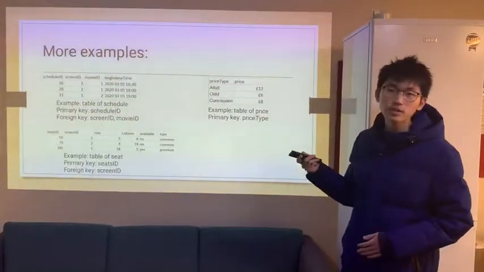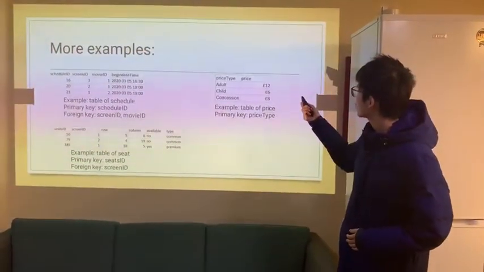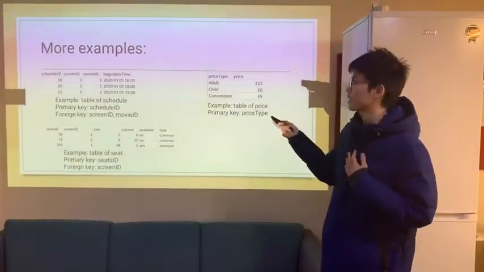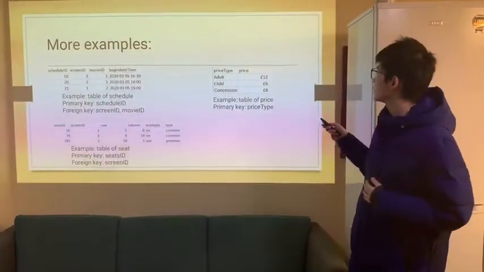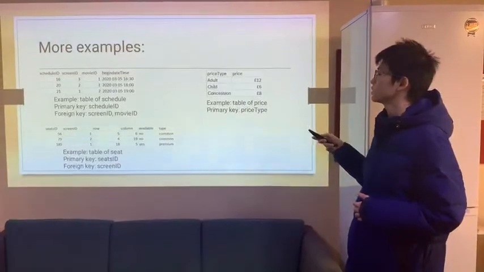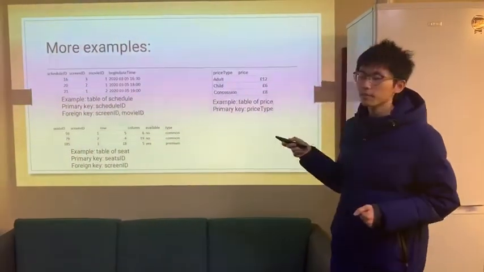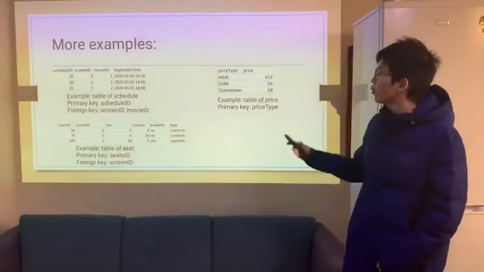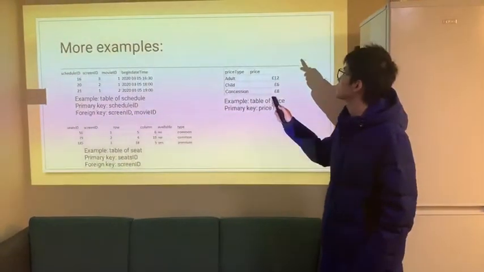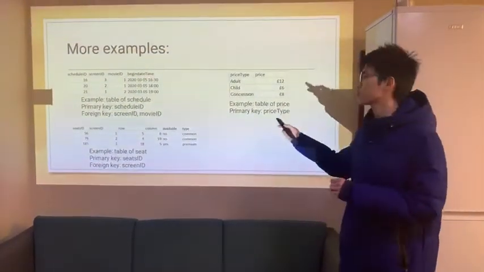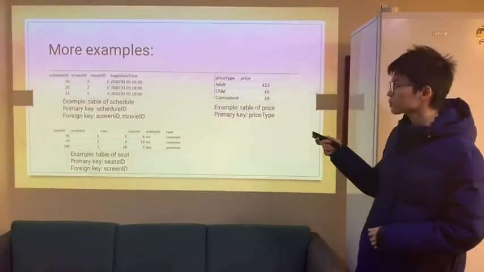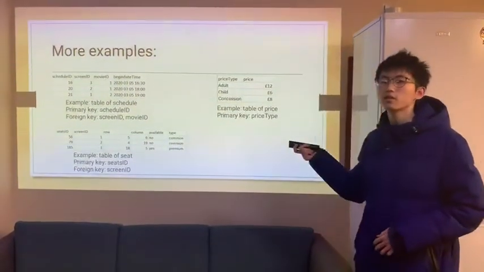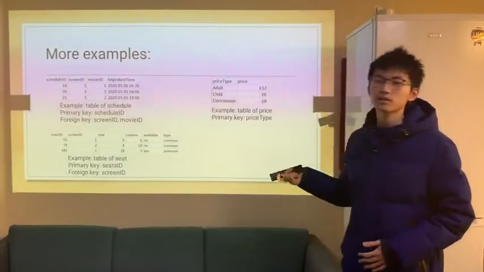So now we can calculate the price. The price is 12, obviously, because I'm an adult and my seat type is common. Then to determine how many seats are available now, here is the available attribute. When I bought the ticket, this attribute will transfer to no, and it is not available. Of course, it will transfer to yes when this movie ends.